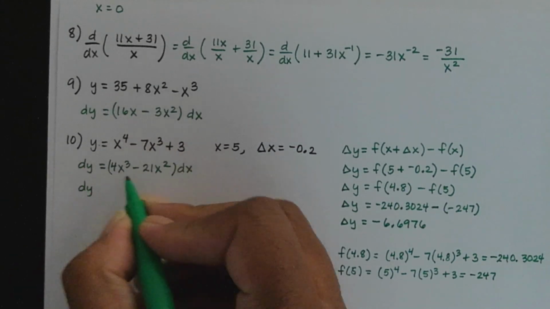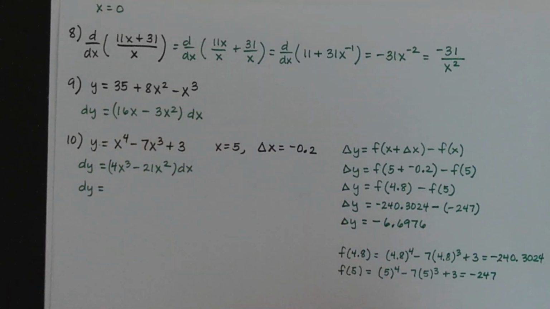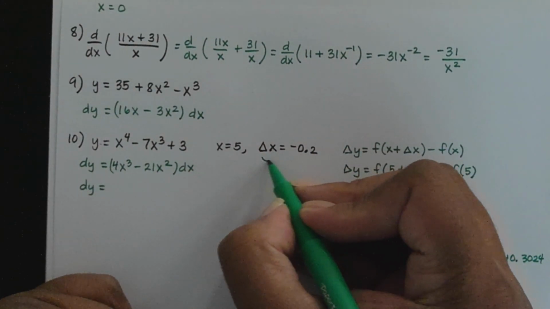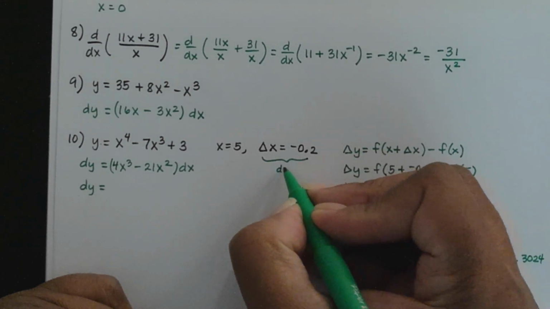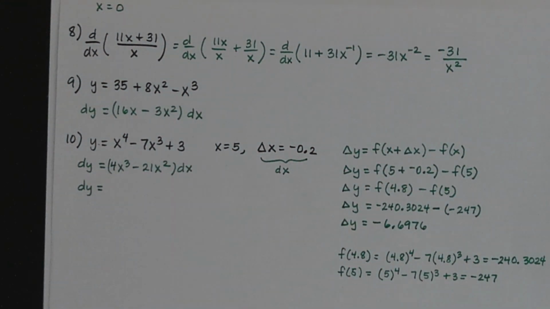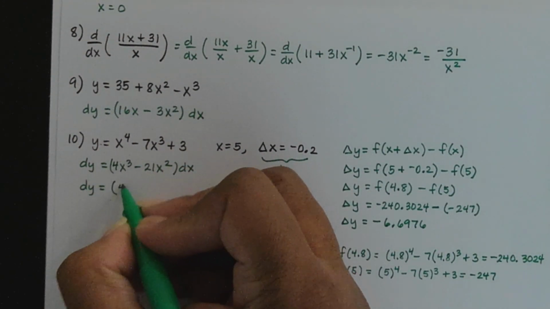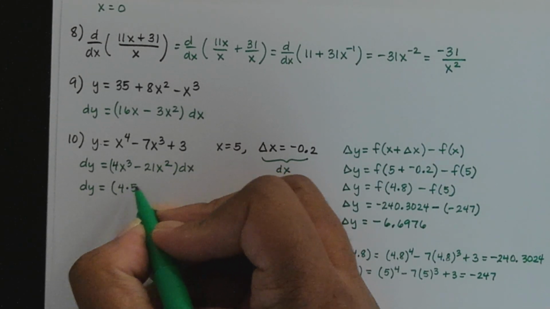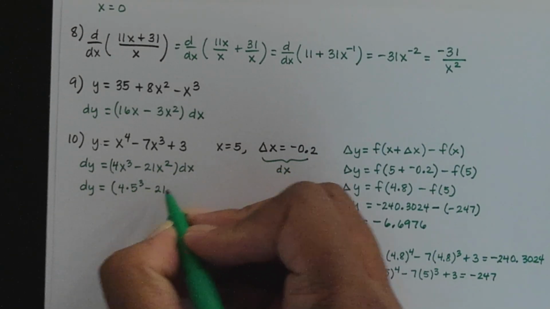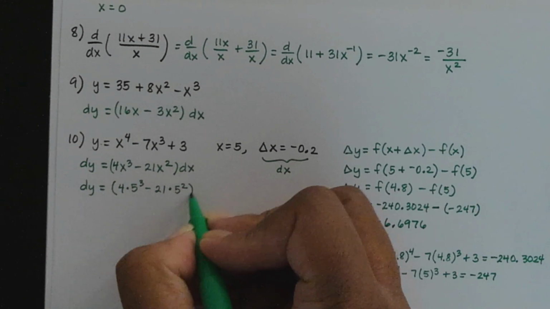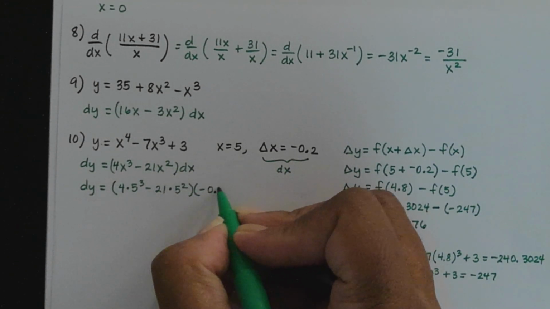So let me go back to where this is. That change in x is negative 0.2. That's also dx. Delta x and dx are the same. So delta x will be dx, which is negative 0.2. I'll just substitute the x with 5, and dx with negative 0.2.